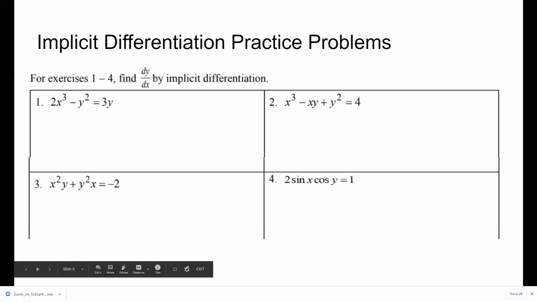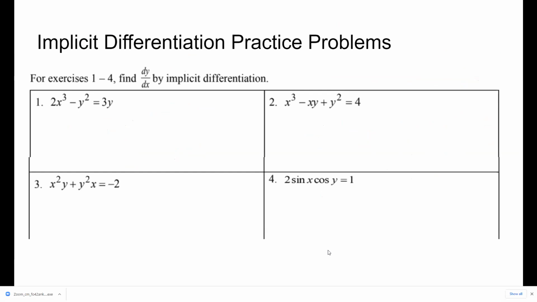All right, these are our practice problems that we're going to take a look at. Here are the solutions. So for this first one, I'm going to take the derivative, and then we're going to find dy/dx for each of these. So I'm taking the derivative with respect to x.